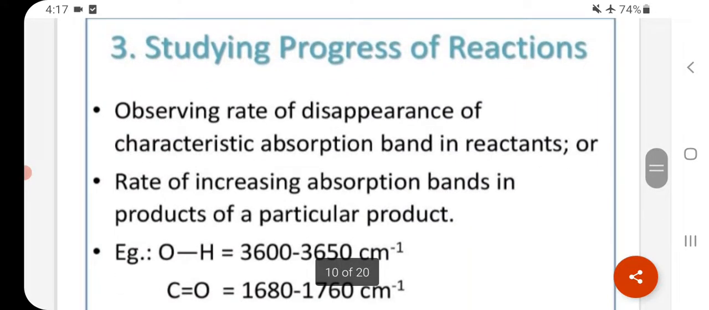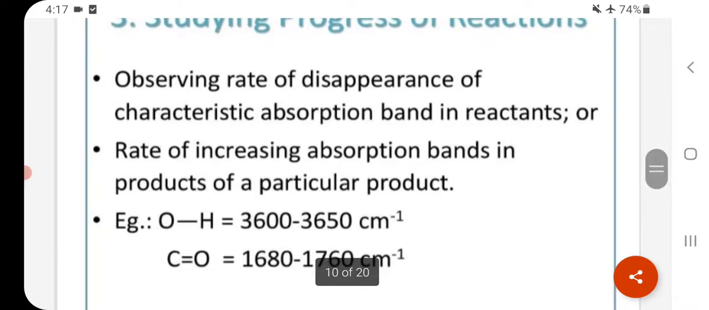Next, studying progress of reactions. Observing the rate of disappearance of characteristic absorption bands in reactants, or the rate of increase of absorption bands in the products of a particular product. O single bond H is 3600 to 3650 cm inverse. Then C double bond O is 1680 to 1760 cm inverse.